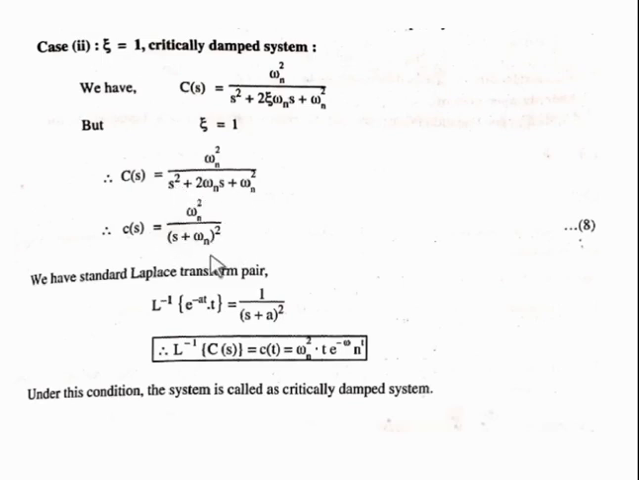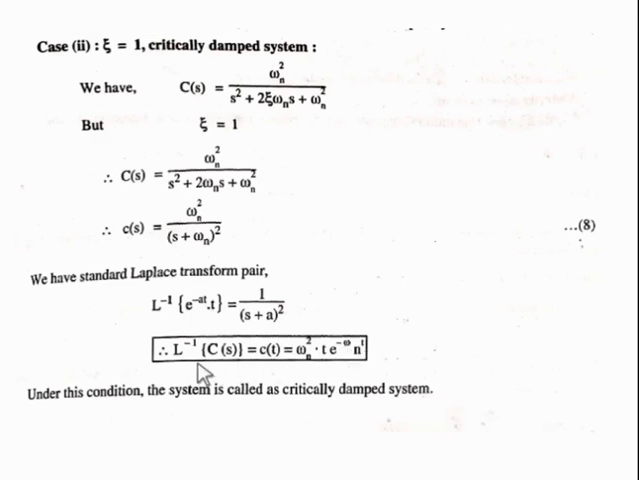So now the standard Laplace of e raised to minus at into t is 1 over s plus a. If we compare this equation with this, here a equal to omega n. So the Laplace inverse of this, here omega n square is constant and 1 over s plus a, so here a is omega n. So e raised to minus at into t. So here t into e raised to minus omega n into t.